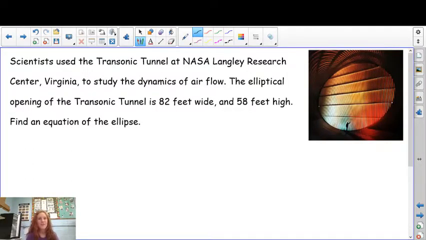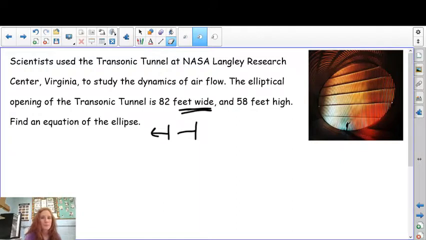Scientists use the transonic tunnel at NASA Langley Research Center in Virginia to study the dynamics of airflow. The elliptical opening of the tunnel is 82 feet wide and 58 feet high. Find the equation of the ellipse. Well, let's think about this. Wide is going left and right, is it not? Oops, that's not the way I wanted to draw that one. And high goes up and down.